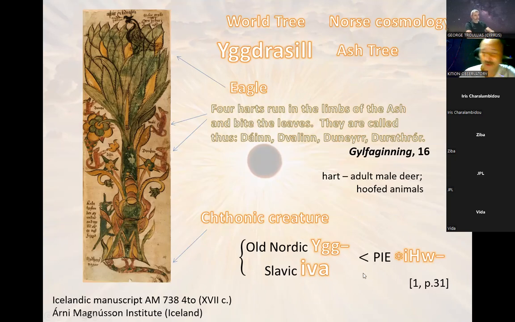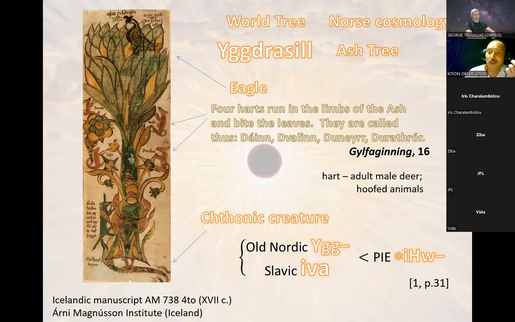I need one more thing. I didn't describe it here. The word ig and Slavic Eva, they should come from Proto-Indo-European. Let me see. Igv. So it should have the same root.